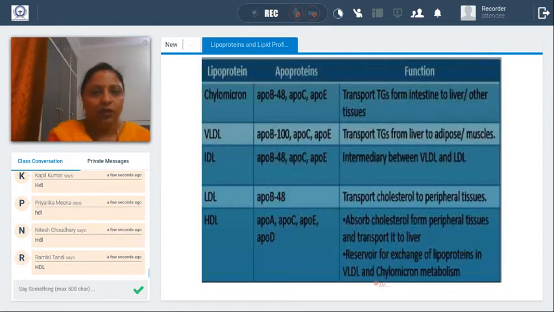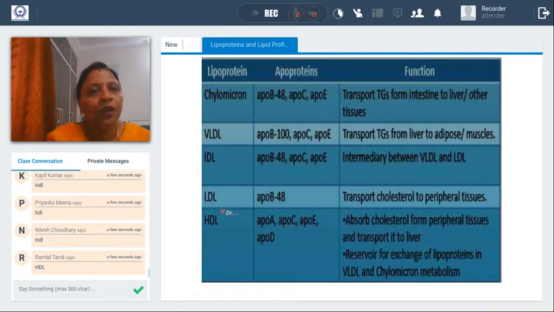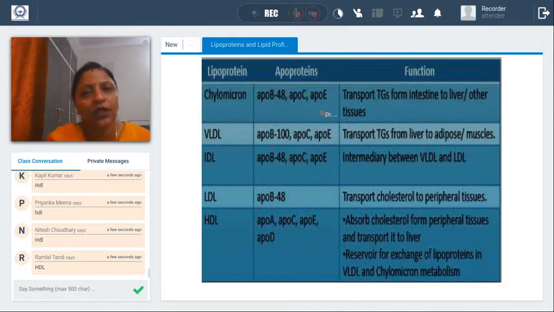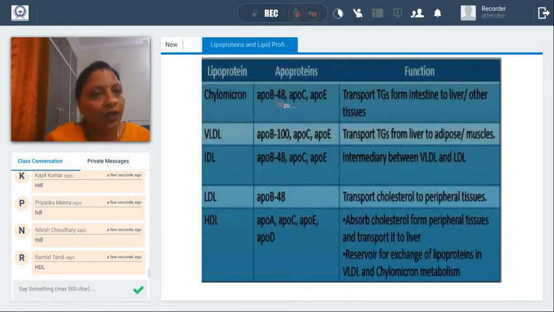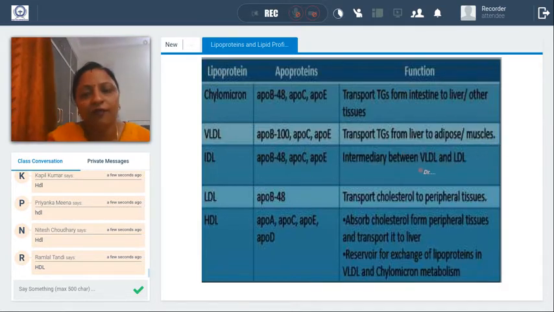So here are the lipoproteins, these are the apoproteins of these lipoproteins, and these are the functions of these lipoproteins. Chylomicrons have ApoB48, ApoC, ApoE, and transport TGs from the intestine to the liver. Please remember this word TG, triacylglycerol. VLDL has ApoB100 while here it is ApoB48. VLDL transports TGs from the liver to adipose tissues or other tissues.